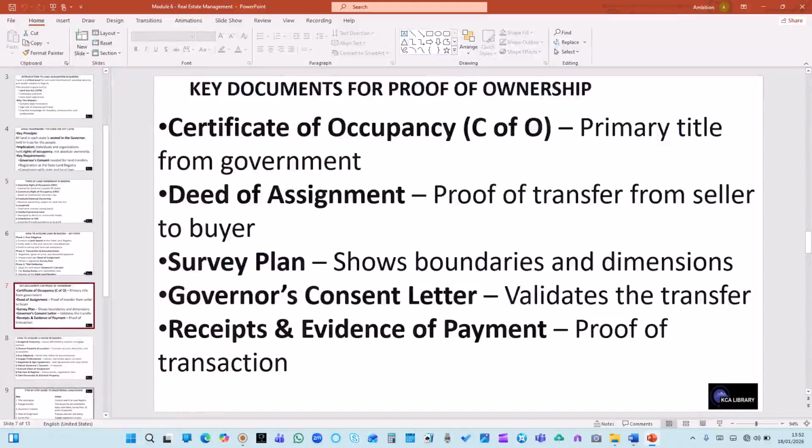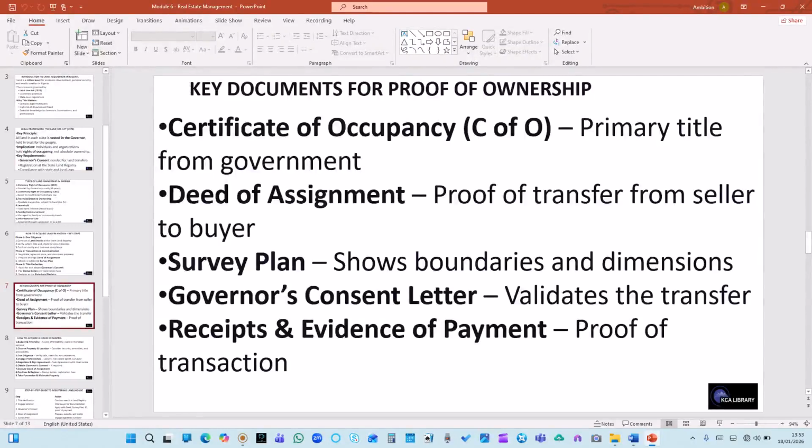Now let us look at the key documentation for proof of ownership. These are documents that prove that a land belongs to a particular person. Number 1 document proof is certificate of occupancy, C of O, which is the primary title from government. Number 2 document is the deed of assignment, which is proof of transfer from seller to buyer.